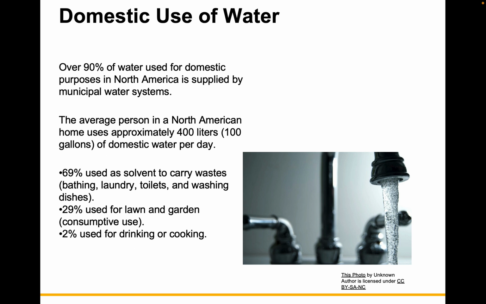Domestic use of water. So over 90% of water used for domestic purposes in North America is supplied by municipal water systems, so like city water. The average person in a North American home uses about 400 liters or 100 gallons of water a day. 69% is used as a solvent to carry waste. So think of like bathing water, water for your washing machine, your toilets, washing dishes. 29% is used for lawn and garden, and 2% are used for drinking and cooking.